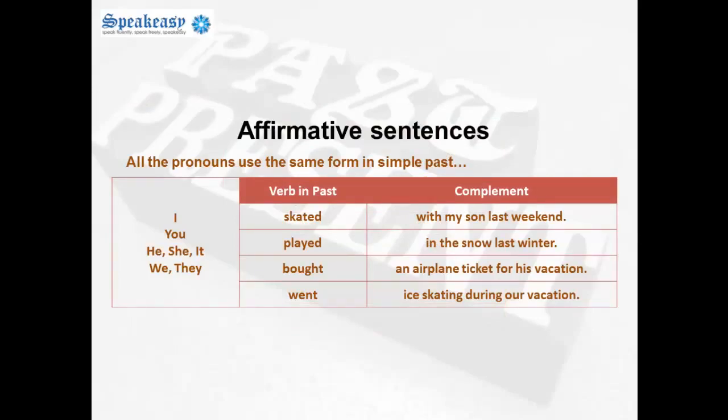In affirmative sentences, all the pronouns use the same form in the simple past. So for I, you, he, she, it, we, and they, we would say, skated with my son last weekend. Played in the snow last winter. Bought an airplane ticket for his vacation. Went ice skating during our vacation.